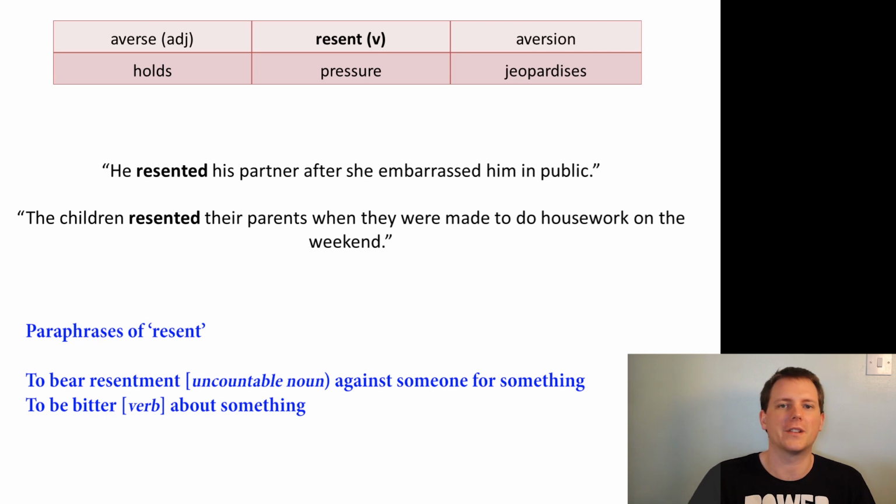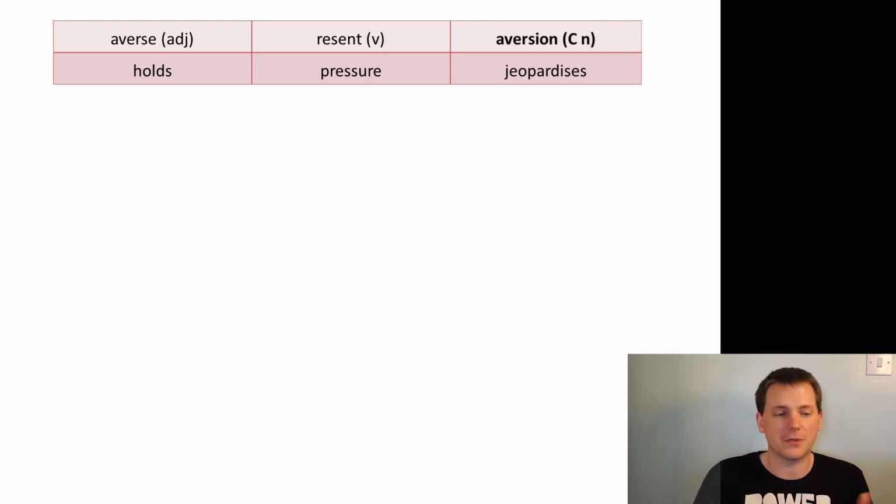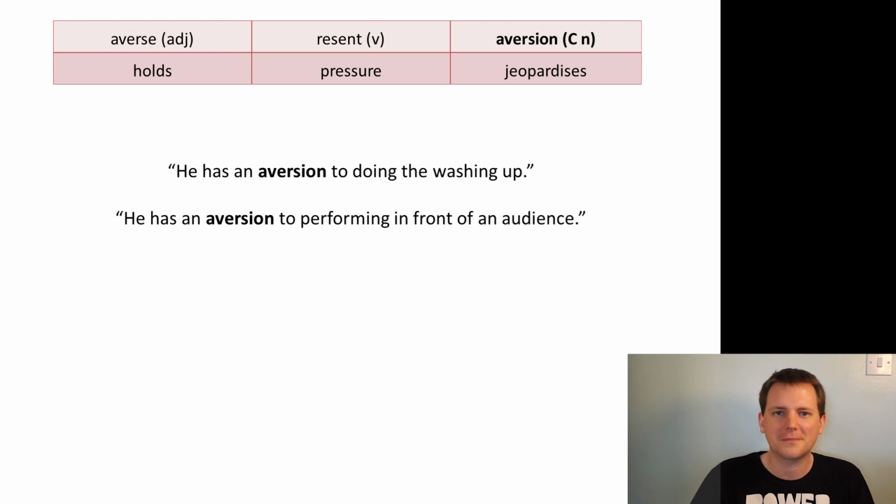You resent someone for something that happened, or for something they did. That's how that can be used. Next word, aversion. So that's just the countable noun of the adjective averse that we looked at already. It means the same thing, but how can we use it in a sentence then? So, he has an aversion to doing the washing up. He has an aversion to performing in front of an audience. So you can have an aversion to something, to doing something. So that's how that can work.